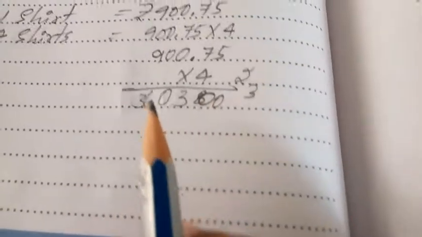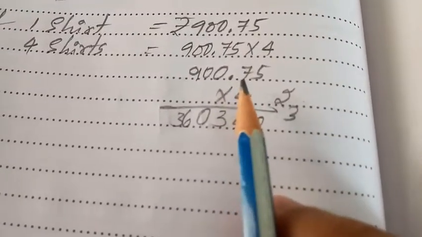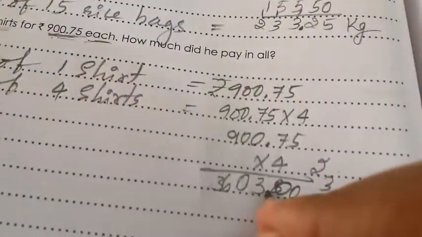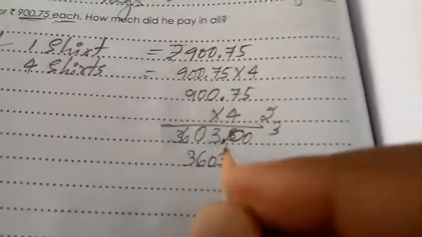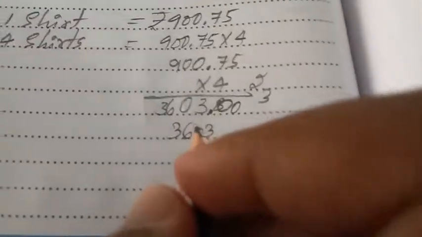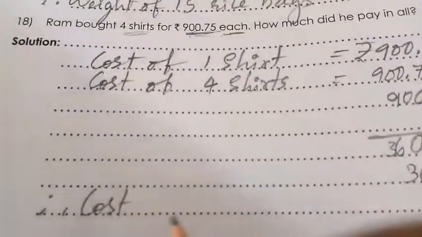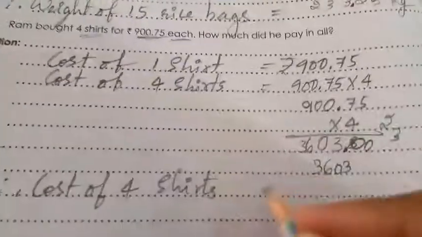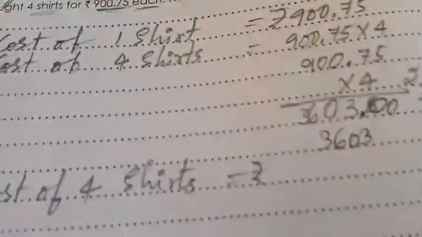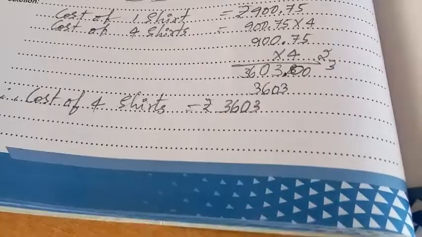So you get the answer 360300. So here the decimal point is after 2 digits. So after 2 digits you will get the answer as 3603.00. That is negligible. Okay, leave it. So the answer is, therefore, cost of 4 shirts equals 3603 rupees.